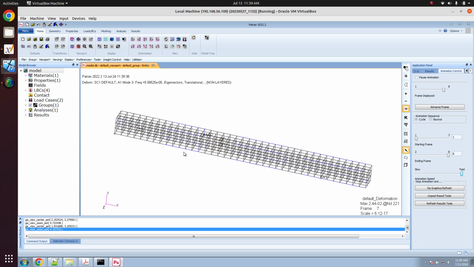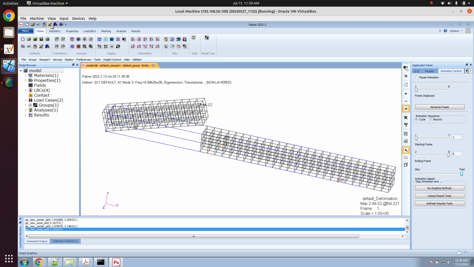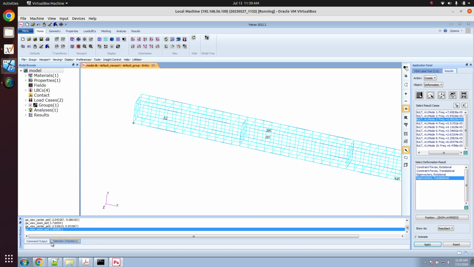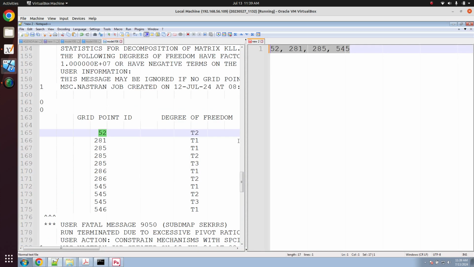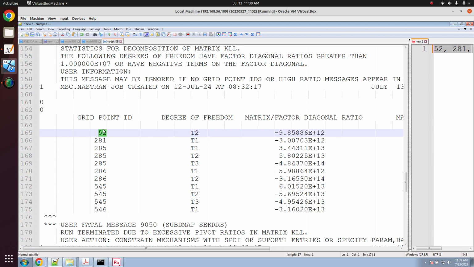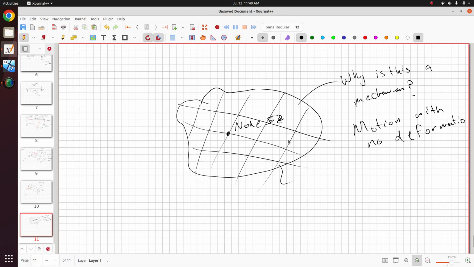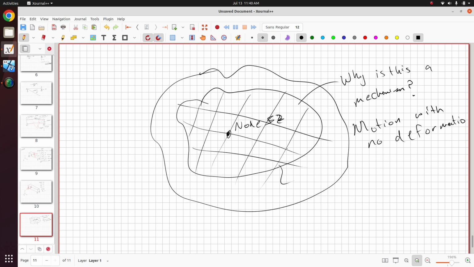So remember, we looked at these nodes. These nodes again came from this table. If you look at this table, this is node 52, node 281, 285, and 545 and 546 in that case. We went to the model, we found where the node is, but then we looked at the surrounding mesh and we asked, okay, why is this a mechanism?